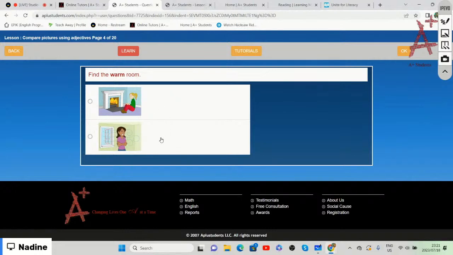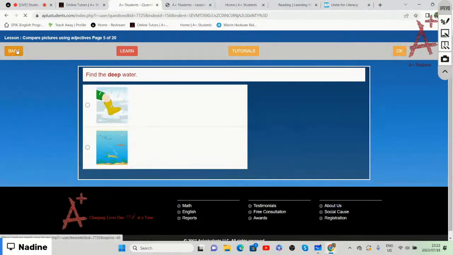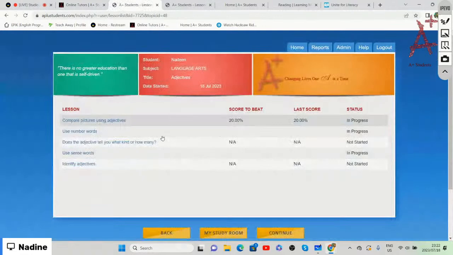All right, so if we were to find the warm room, then we would specifically look at option 1. So what indicates that this room is warm? The fireplace, or let's say the fire that is also burning at the fireplace. And if we look at picture 2, the way the lady's face is, or the way she's holding her arms, it shows that she is shivering, because she's getting cold. So we will choose option 1. So well done if you have that. All right, so that is comparing pictures using adjectives.